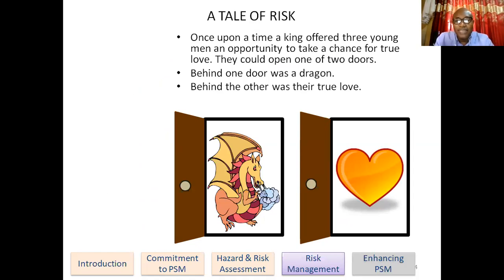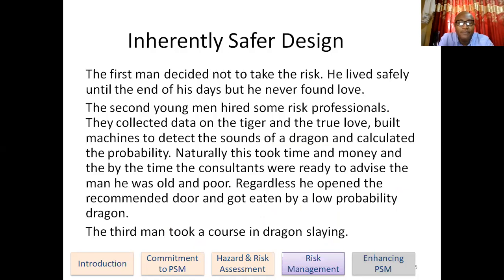They said, once upon a time, a king offered three young men an opportunity to take a chance for true love. They could open two doors. One of the doors has a dragon, and one of the doors has true love. They were allowed to open only one door; they couldn't open the two doors at the same time. So the first man decided not to take any risk. He said, no, I don't want to. If I open the door that has the dragon, the dragon will eat me and I will die. So the guy left and he never found love.